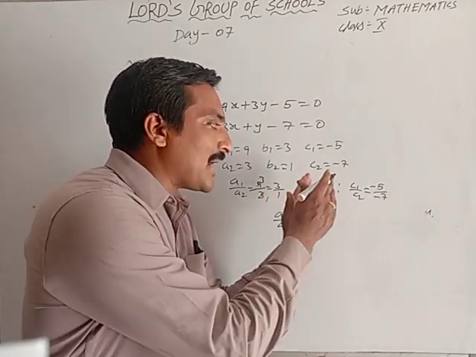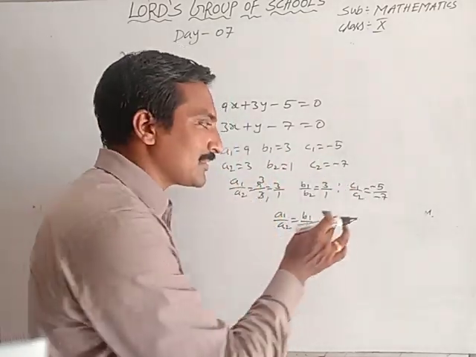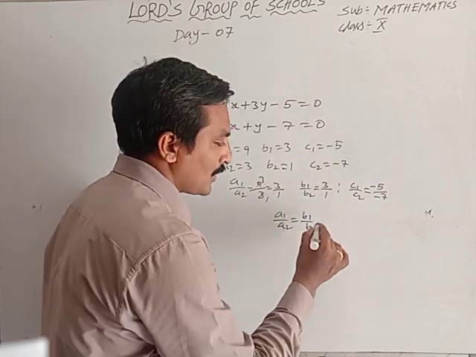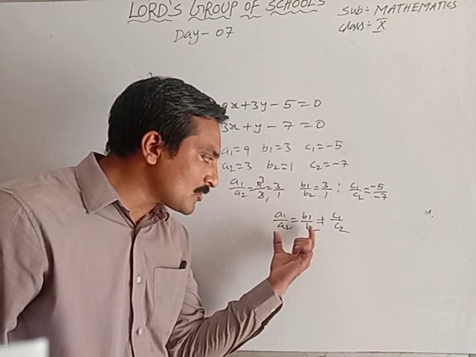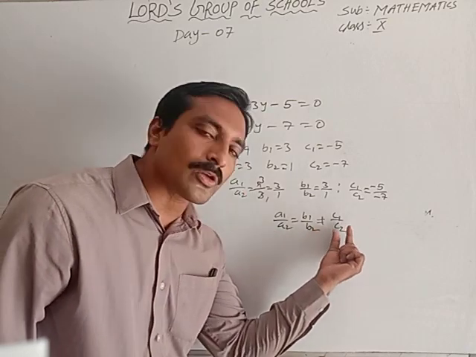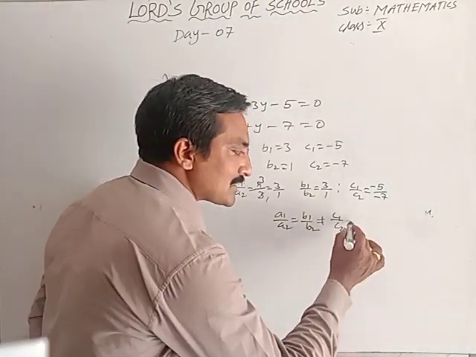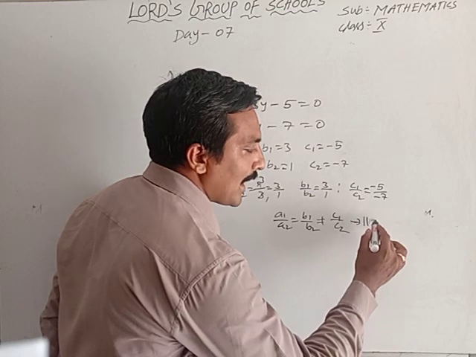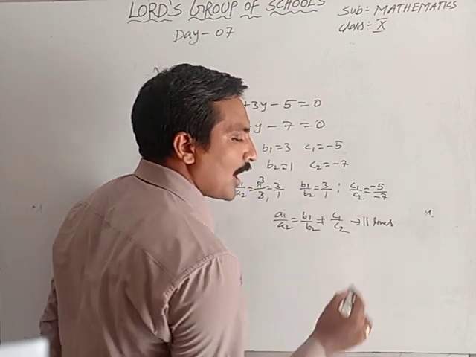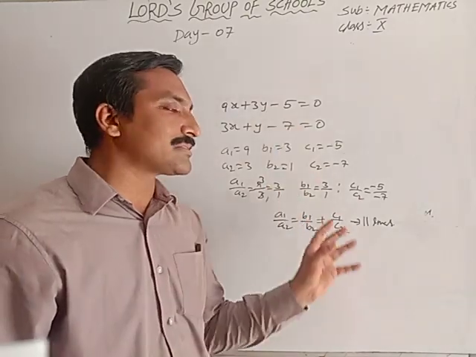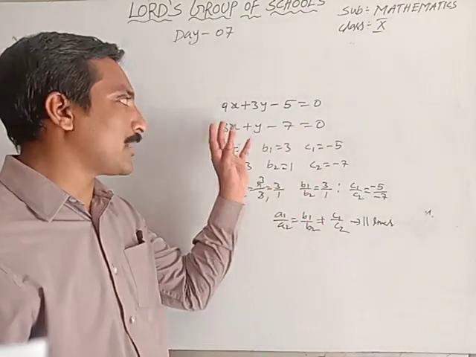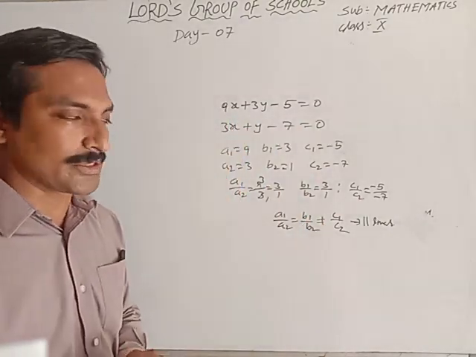Next you have to compare the third ratio. Is this equal to these two? No, it is not equal to C1 by C2. So the first two ratios are equal, and this is not equal to the third ratio. At that time these are called parallel lines or inconsistent lines. This is how we find what type of lines according to the given linear equations.